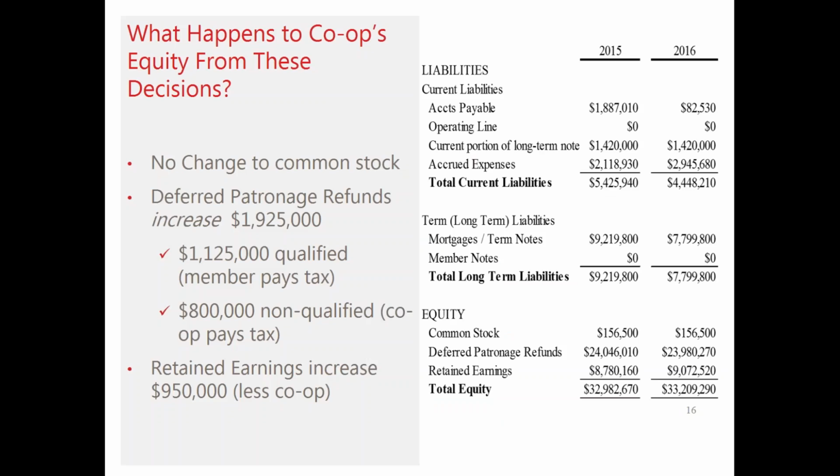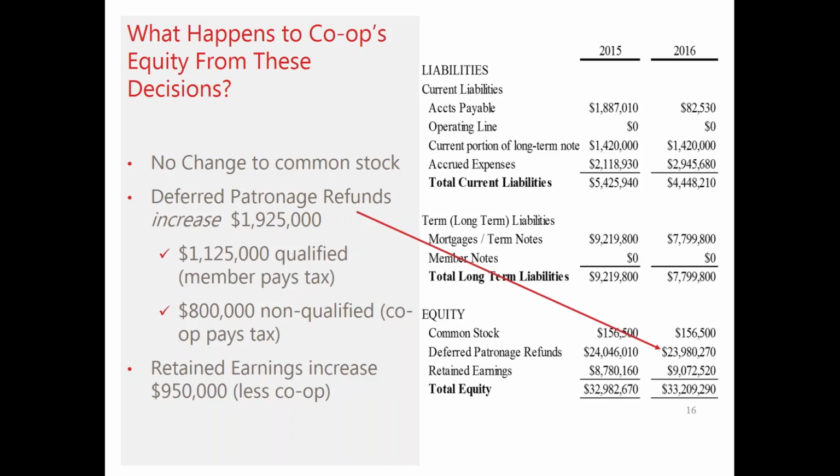So if I want to talk about what happens, I'll talk about what happens with the co-op's balance sheet, the tax there, and then also at the member level in steps. So at the co-op's balance sheet, there's going to be no change to common stock. We haven't affected that at all. What we have affected is that deferred patronage refunds or members' equity is going to increase by $1.925 million, and that's the $1.125 million that the members paid the tax on that's allocated to them, plus the $800,000 that was issued in a non-qualified way that the co-op is paying the taxes on.